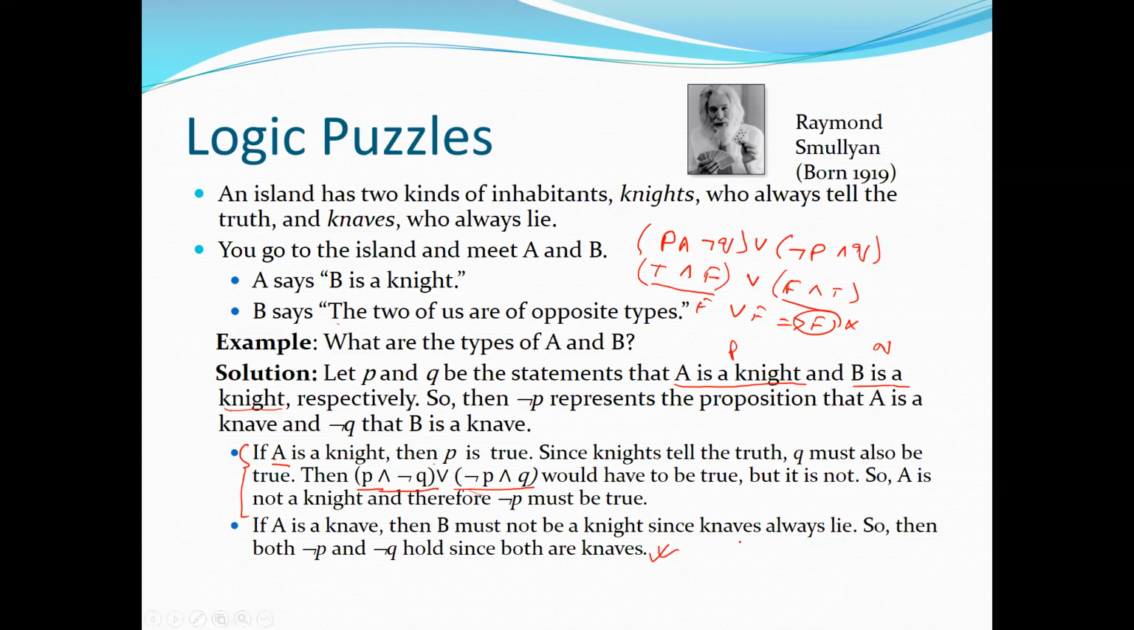Yes, you are right, but we have to prove it mathematically. Is that fine? Yep. Okay.